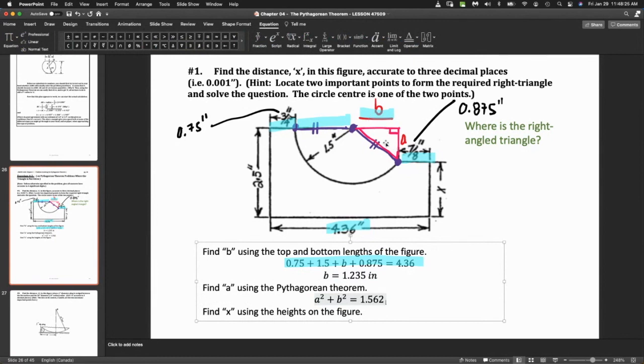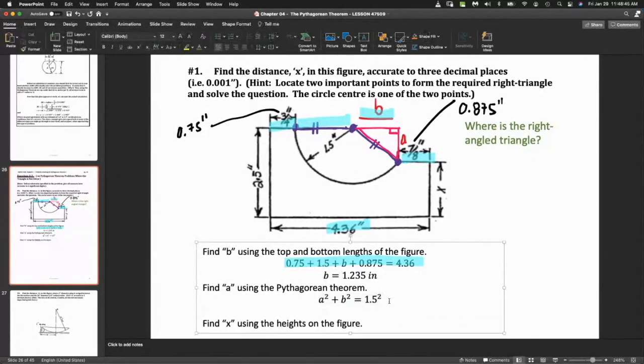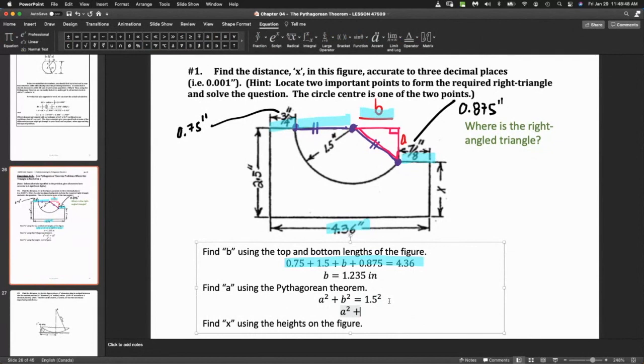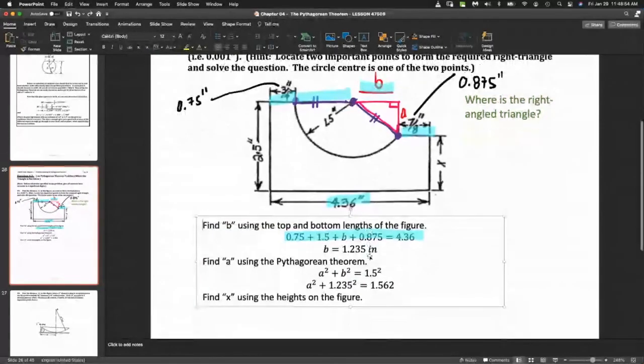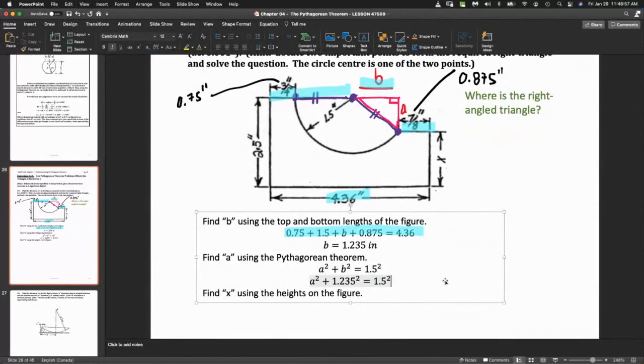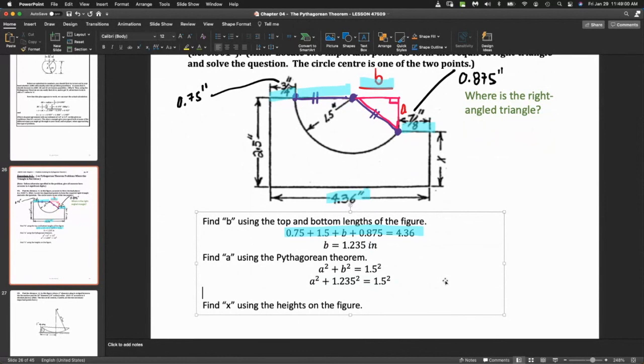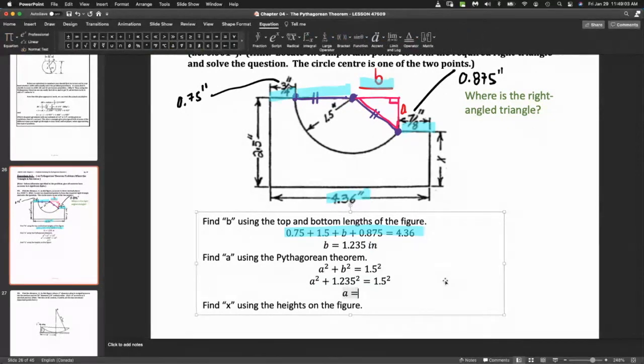Using this triangle, I can see that the longest side is this purple. This purple is 1.5 inches. That's why it's 1.5. And then A and B are here as the legs of the triangle. We're solving for A. So we know what B is. So A squared plus 1.235 squared equals 1.5 squared. So now that we have that, we can say that A is equal to 0.851. Please someone confirm.